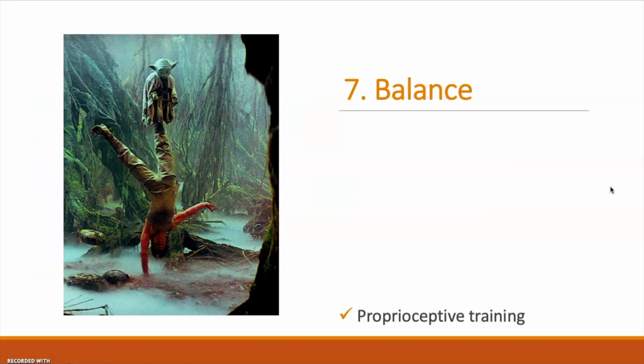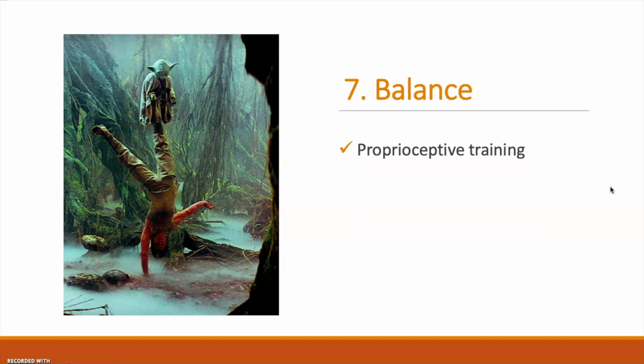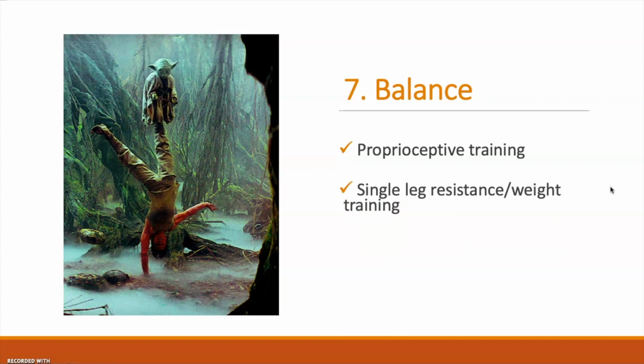Number 7, we have balance. This can involve proprioceptive training. This means balancing on an uneven surface or with our eyes closed. We can also do single leg resistance or weight training.